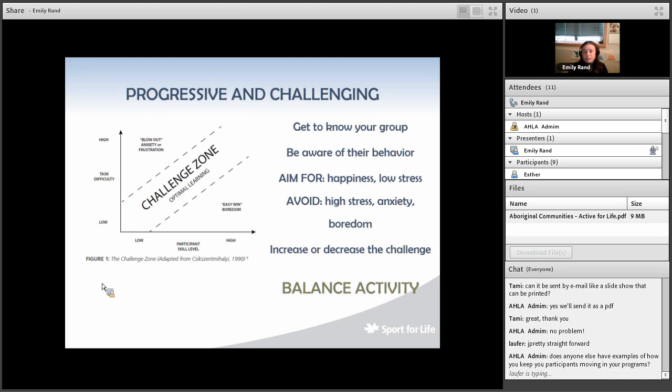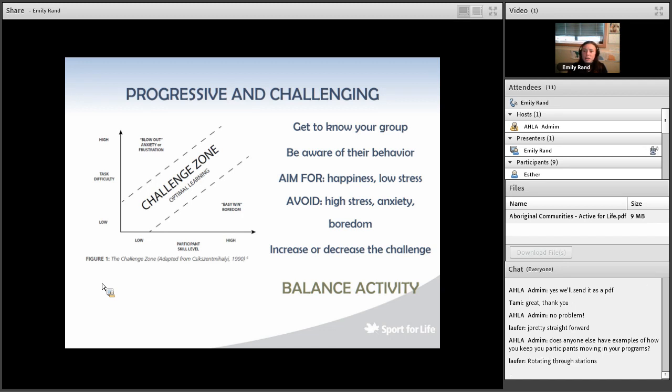So on the slide there, it's really about getting to know your group and each individual participant, being aware of their behavior. And what you want to aim for is happiness and low stress and avoid high stress, anxiety, and boredom.